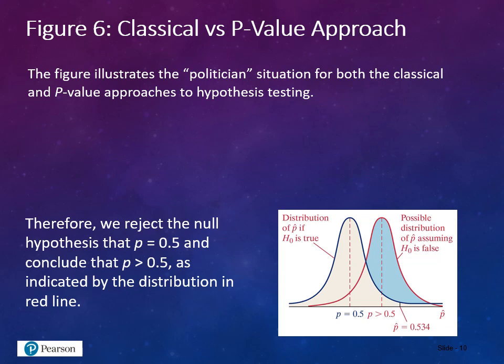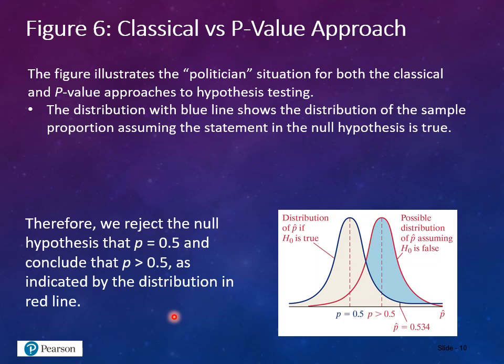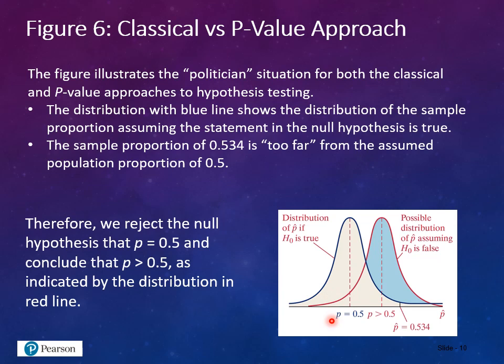The figure illustrates the situation for both the classical approach, which was the z-score, and the p-value approach to hypothesis testing. Okay. We reject the null hypothesis that p equals 0.5 and conclude that p is greater than 0.5 as indicated by the distribution. The distribution with the blue line, not the blue area, shows the distribution of the sample proportion, assuming the statement in the null hypothesis is true. The sample proportion 0.534 is too far from the assumed population proportion of 0.5. Okay, it's too far away.